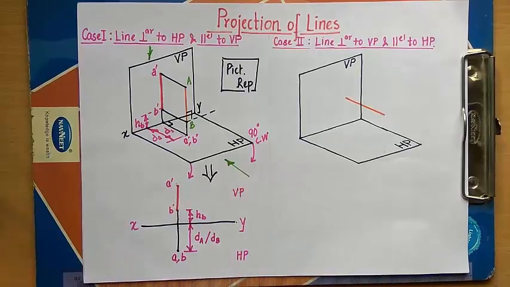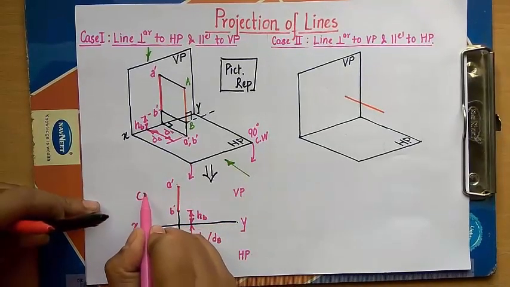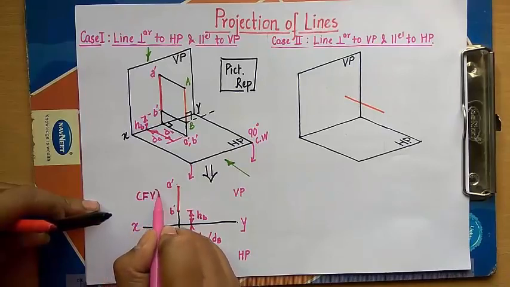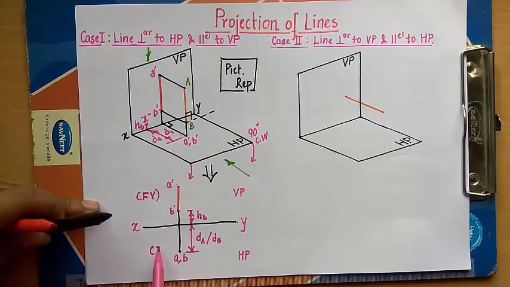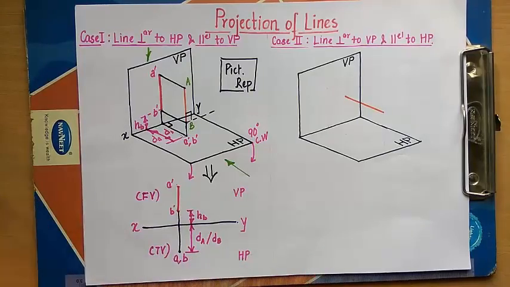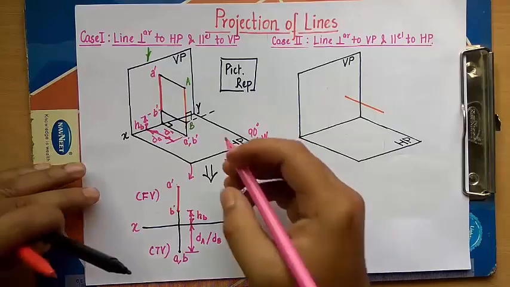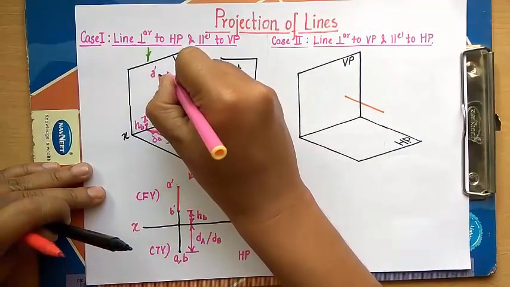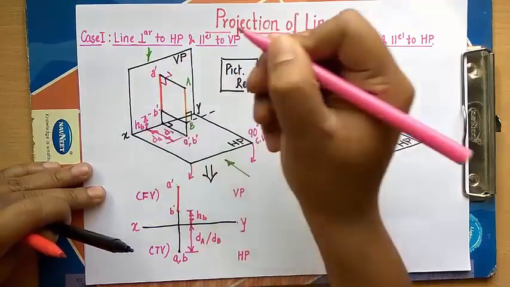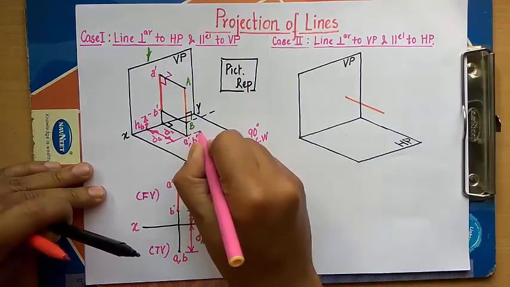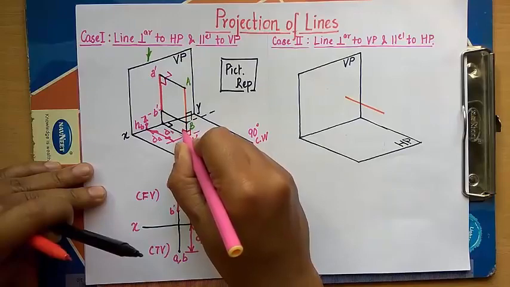Both of them are the same, and finally this is what you call the front view, and this point over here represents the top view of case number 1, where the line is perpendicular to HP and parallel to VP. Alright guys, so this was all about case number 1, and you can clearly see that all of these are right angles, since it's an orthographic projection. These are all 90-degree angles.